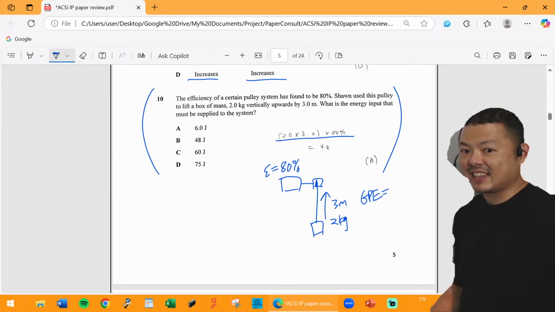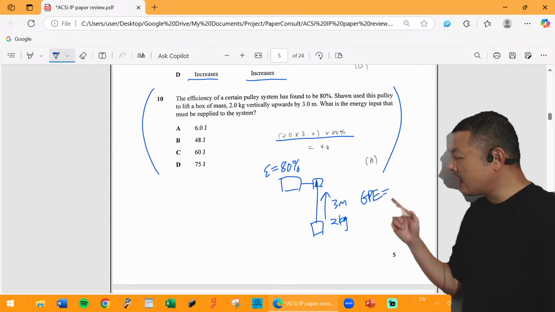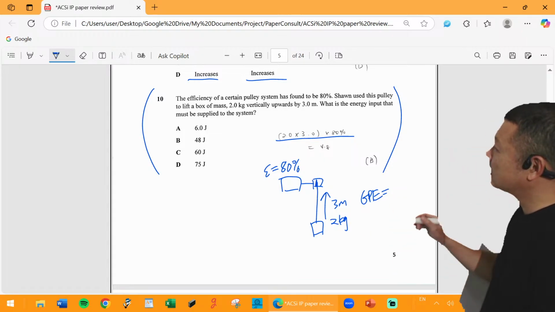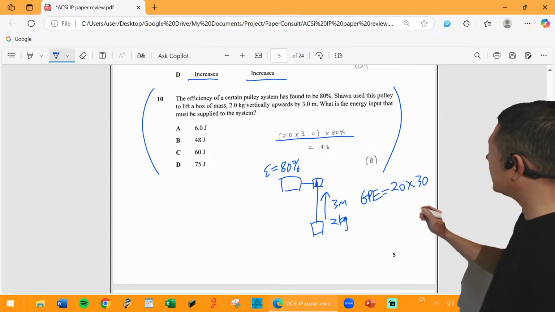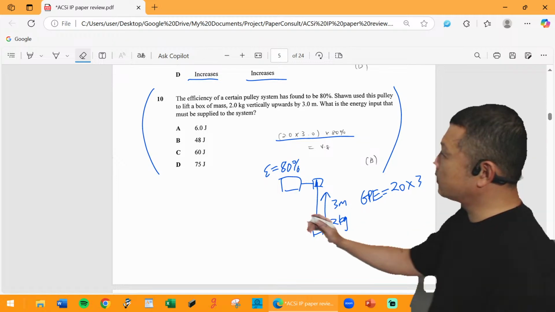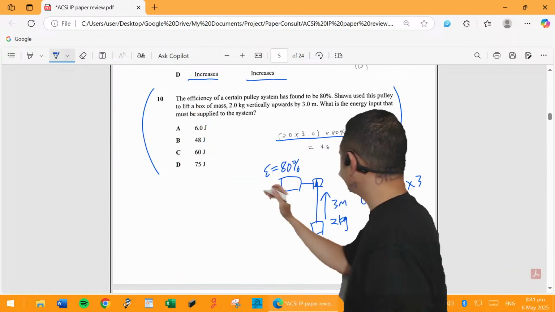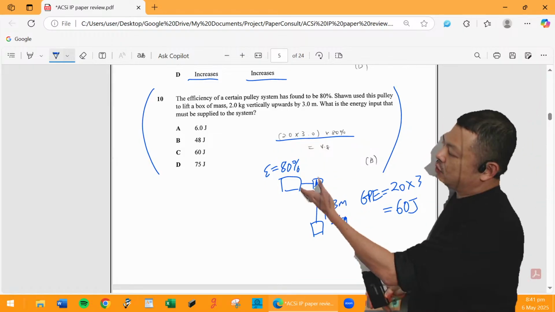This is your paper. You tell me what's the GPE. 20 times 3. How much is it? 60 joules, okay?